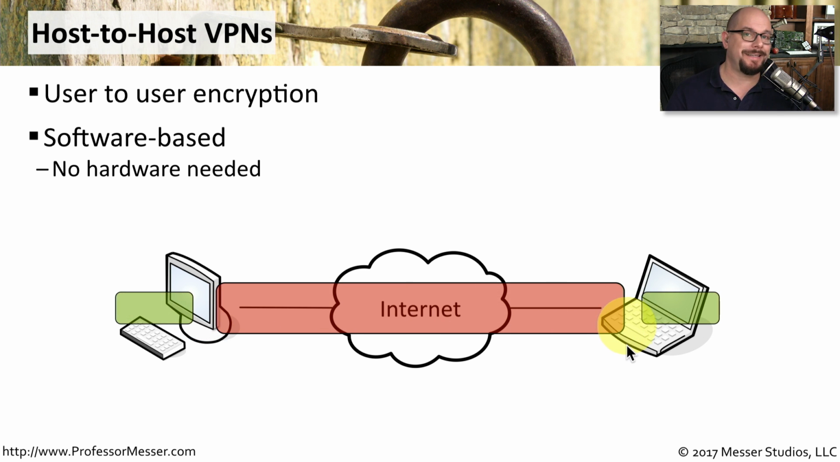This means that we could send data over the network that was private to these two devices, but everything that traverses that internet link would all be sent as an encrypted data stream.